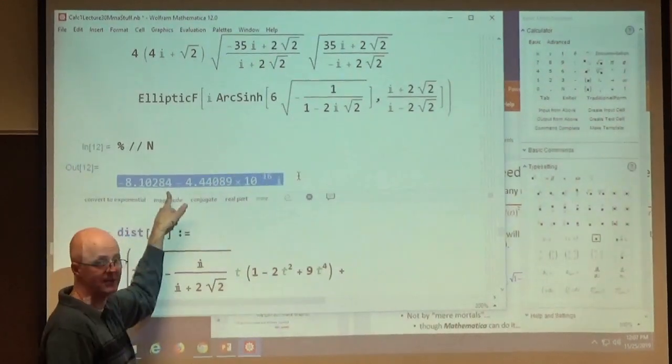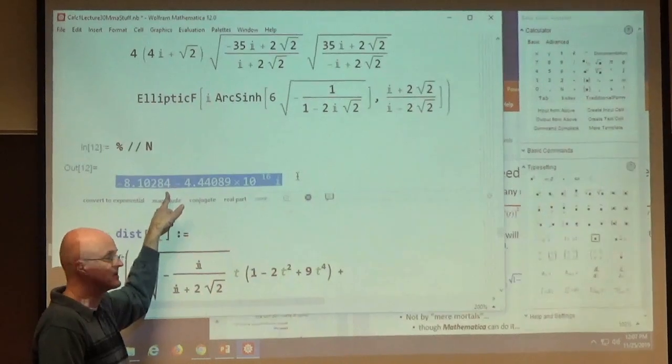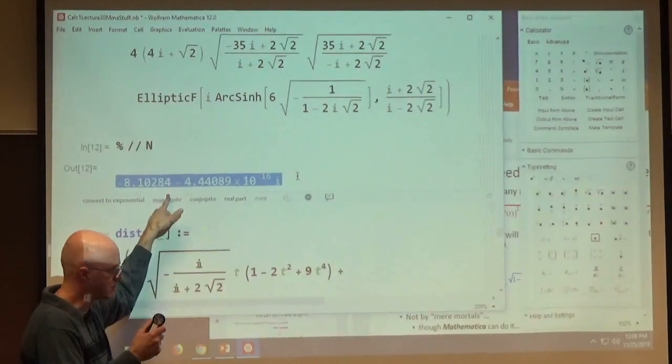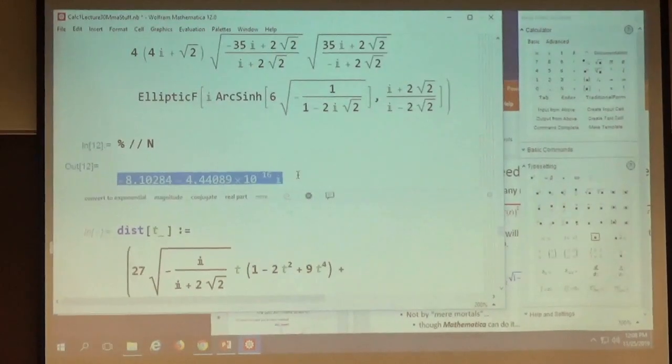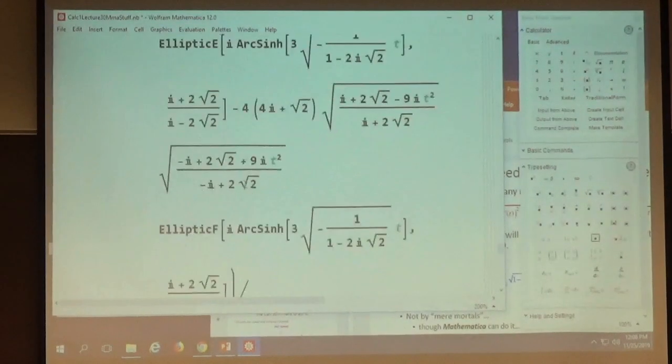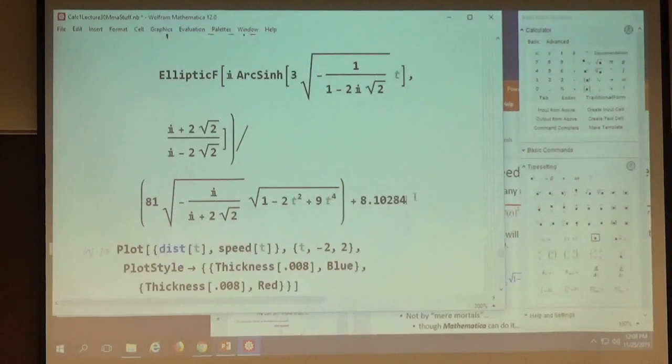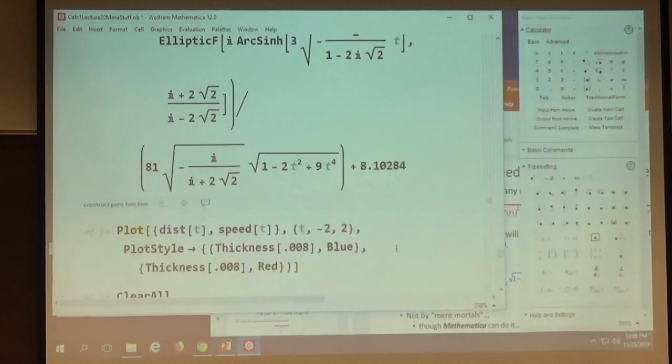This is the actual approximation. Which means if I want this graph to go to the right point, actually I didn't plug in t equals 0, I plugged in t equals -2. You have to add the 8.10284 to it at the end there. And now you can plot.